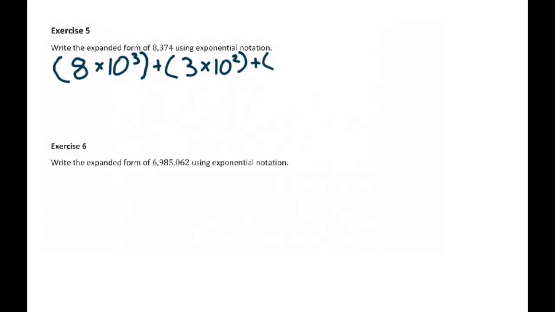Plus, now it's in our tens place. What number is in our tens place? 70, so that would be 7 times 10 to the first power. And finally, we end up back in the ones place with 4 times 10 to the 0 power. And once again, 10 to the 0 power is just 1. So you're saying 4 times 1, which is just equal to 4.